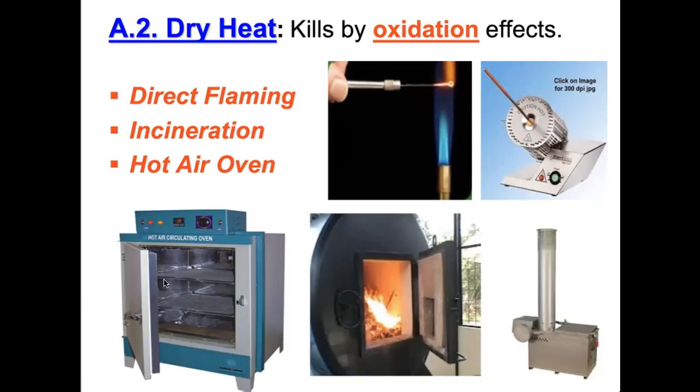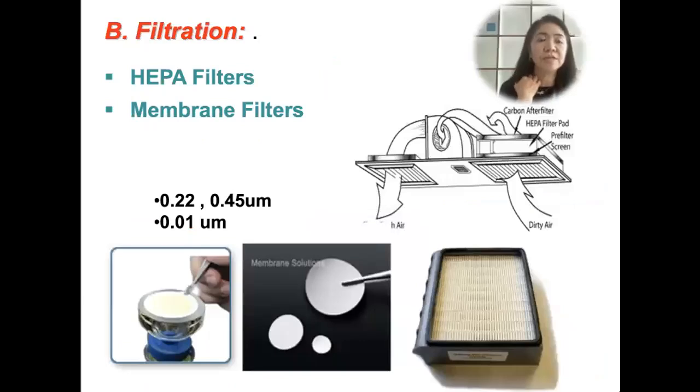Your hot air oven. We use this to sterilize your plates, your glasswares, your slides, also yung mga metalwares natin, like the loops, pwede rin naman siyang i-sterilize dito. So usually 160 degrees Celsius for 2 hours or 180 degrees Celsius for an hour pag nag-sterilize using your hot air oven. Okay, so aside sa heat, we also have filtration.